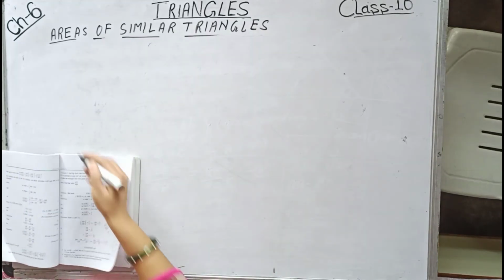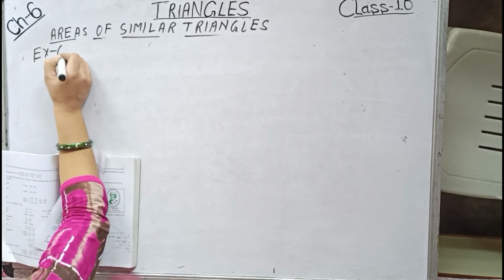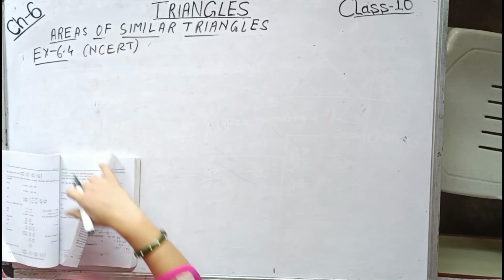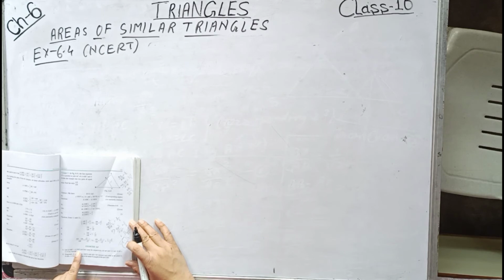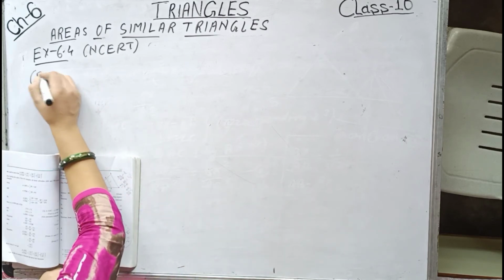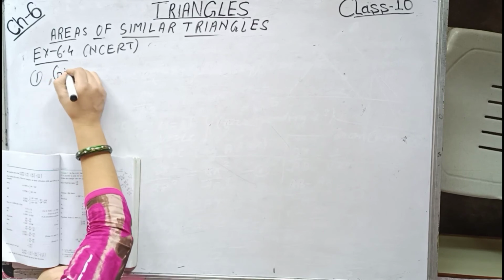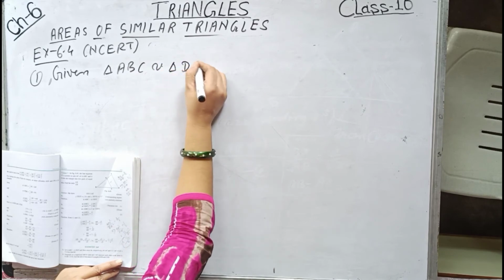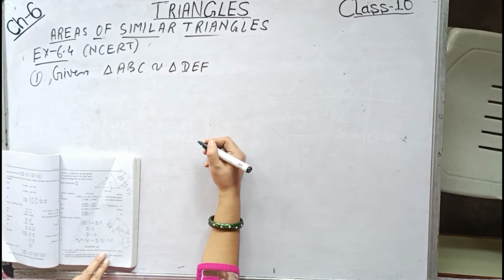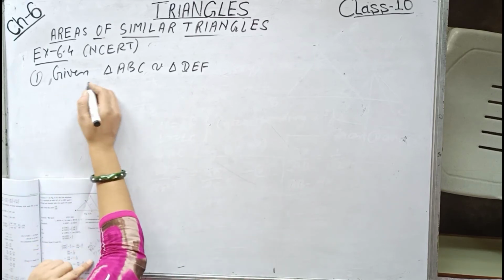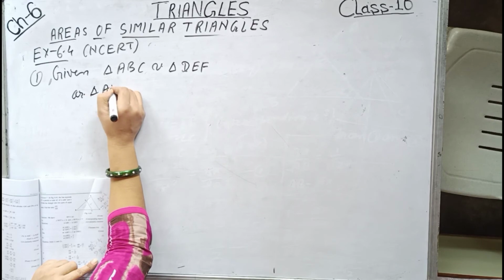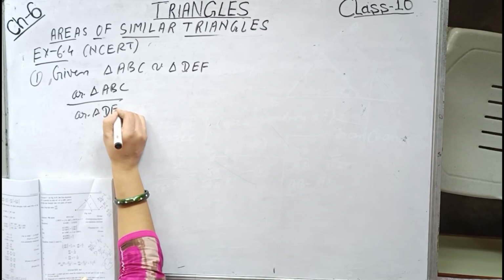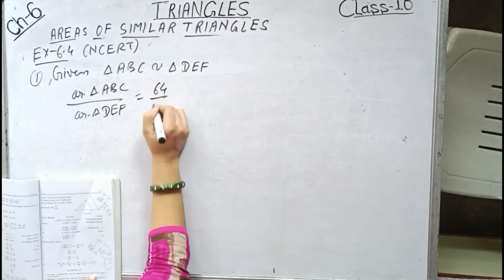Now, let us move to exercise 6.4 NCERT. Question number 1 says that triangle ABC is similar to triangle DEF and their areas are respectively 64 and 121. Given triangle ABC is similar to triangle DEF, area of triangle ABC by area of triangle DEF equals 64 by 121.